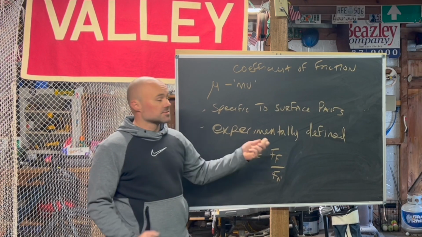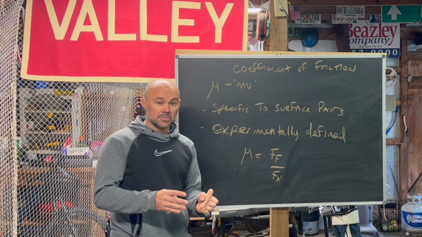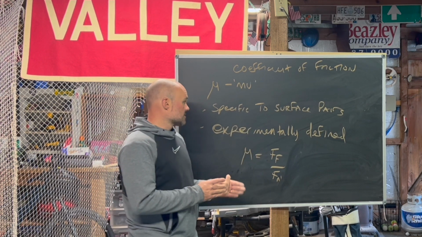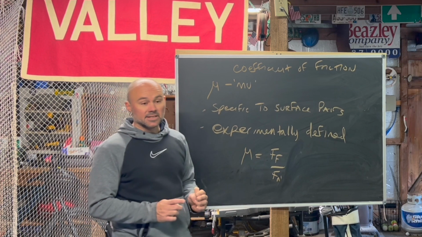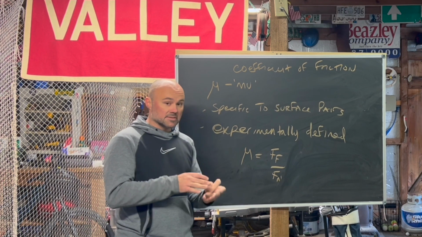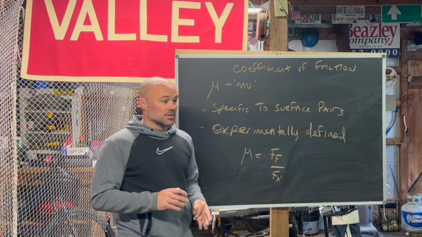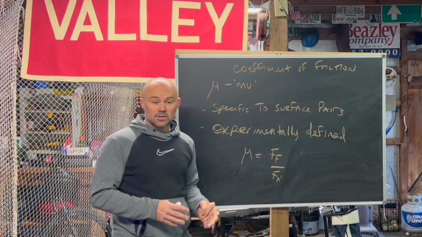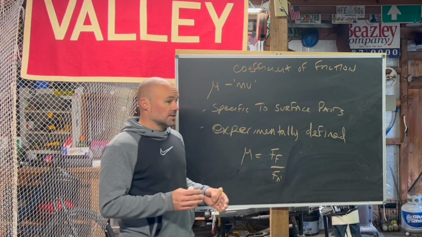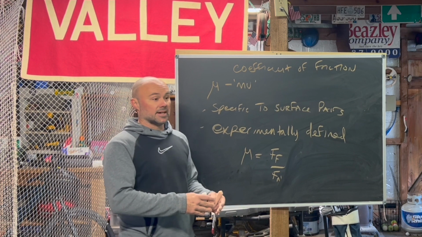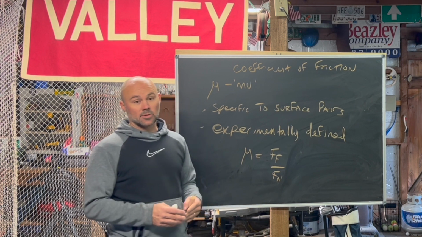All right, so the coefficient of friction is specific to a particular surface pair, and incidentally, it is experimentally defined. And what it reflects is the stickiness between that surface pair. So for example, the tires of your car are made of rubber, we'll say. Rubber on asphalt will have a higher coefficient of friction than, say, rubber on ice.